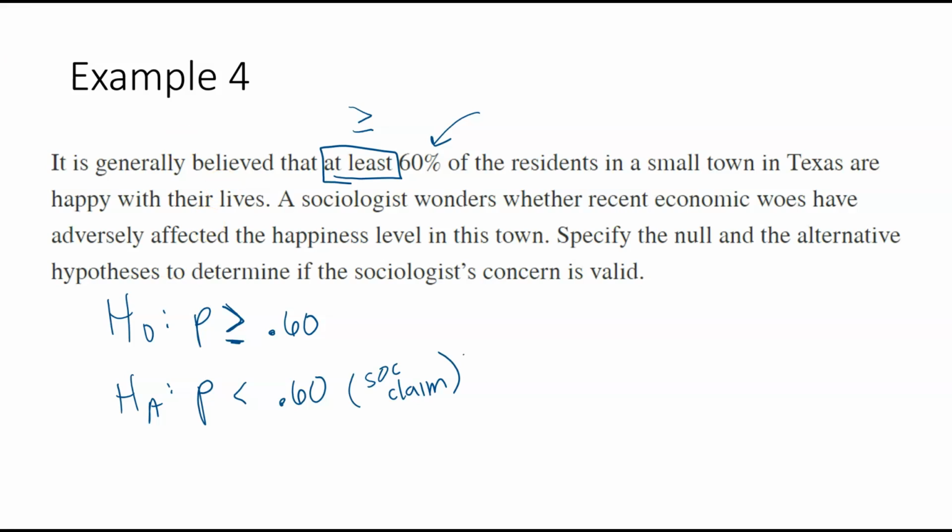All right, so now let's think about what it means if you were to reject the null. So here you go, if this helps you. If we want to determine if the sociologist's concern is valid, that means we would believe the alternative. So we would want to reject the null, right? We would want to reject the null if the concern was valid, if we want to support the claim. So to support the concern, we would want to reject the null. So if we reject the null, we support the claim.